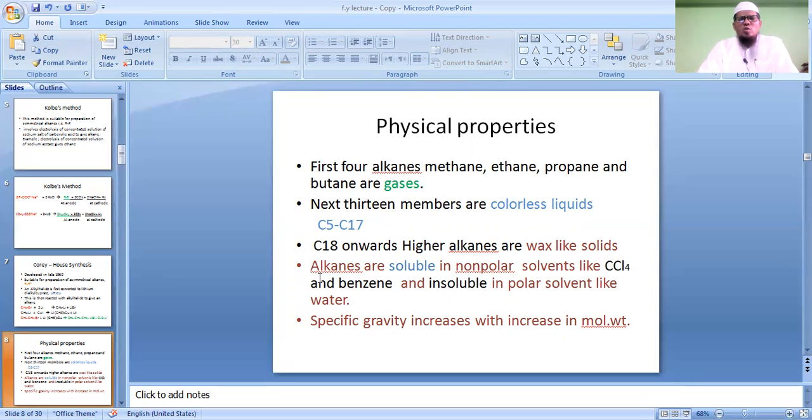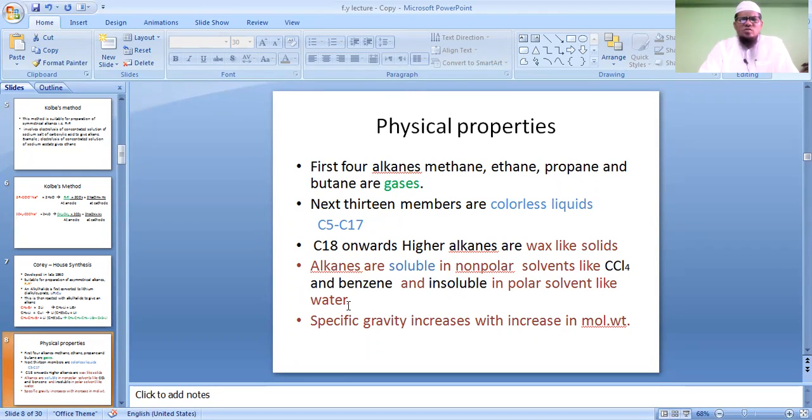Alkanes, they are non-polar in nature. We will see in the next physical properties, हम देखेंगे alkanes, they are non-polar in nature. Therefore, they are soluble in non-polar solvent like carbon tetrachloride and benzene. And as they are non-polar, therefore they are insoluble in polar solvent like water, ethanol, etc.